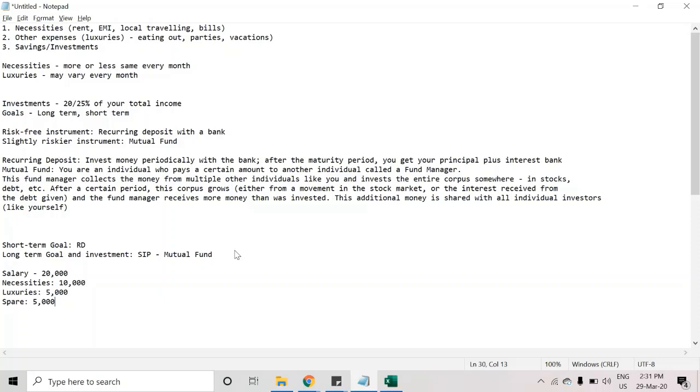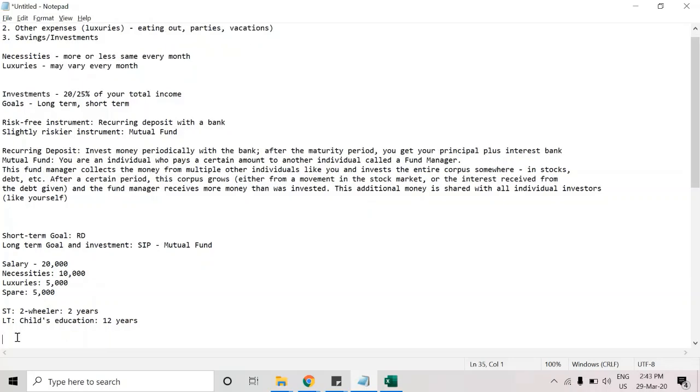Let's say this guy wants to purchase a two-wheeler at the end of 2 years. That's his short-term goal. He wants to have a corpus for his child's education after say 10 years. So let's list it down. Short-term goal is a two-wheeler in 2 years. Long-term is child's education in 12 years.